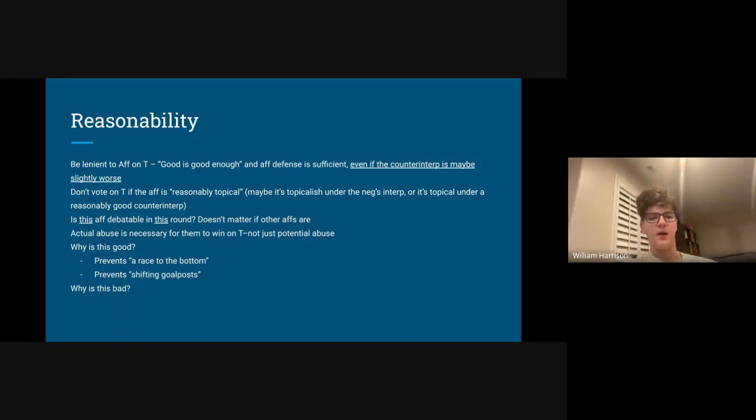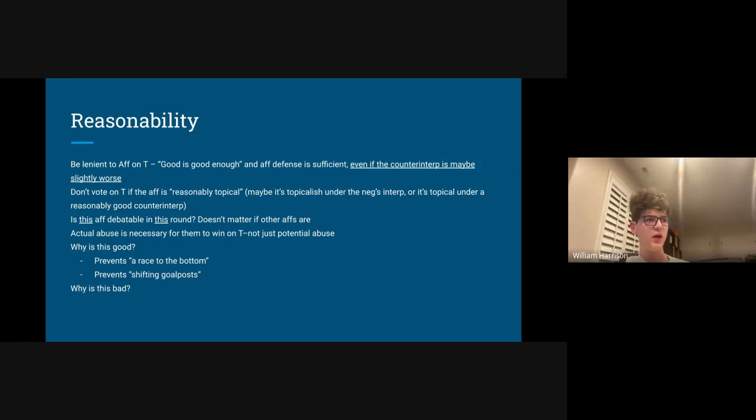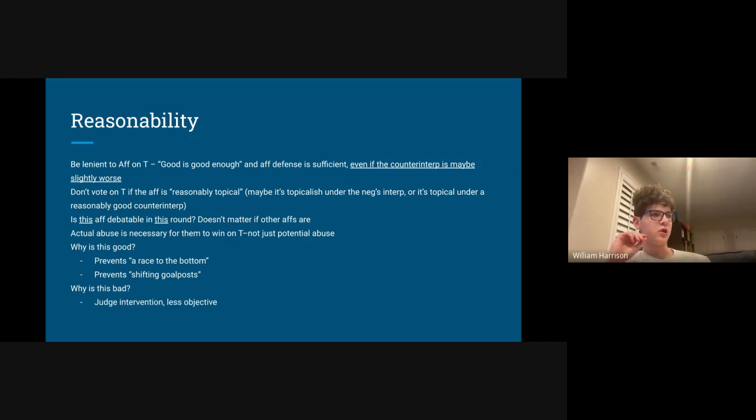Why is this bad? I'm going to get at what Dan just said. This means that AFF debaters don't have to be super specifically topical. They can just be good enough. What does it mean to be good enough? You can't really say. So who has to end up deciding whether they're good enough? The judge. So "this necessitates judge intervention" is a phrase that you'll hear a lot.